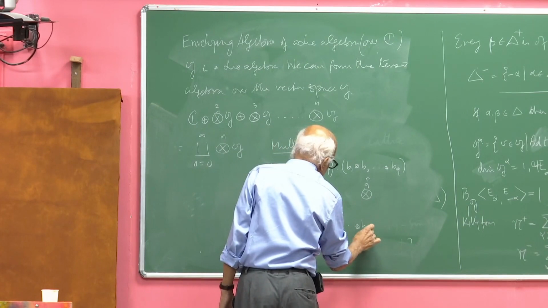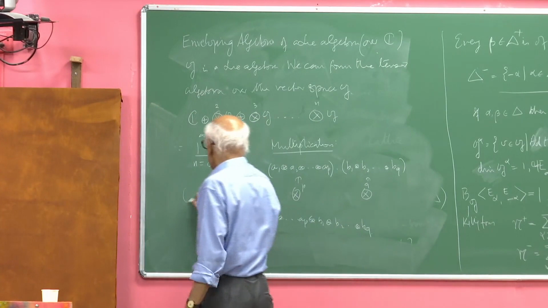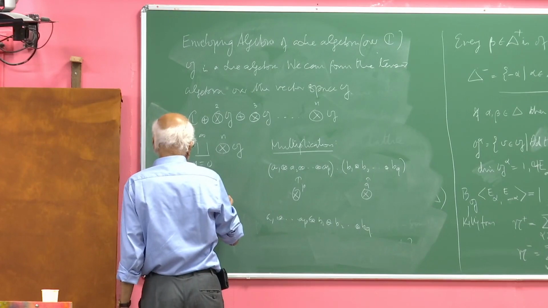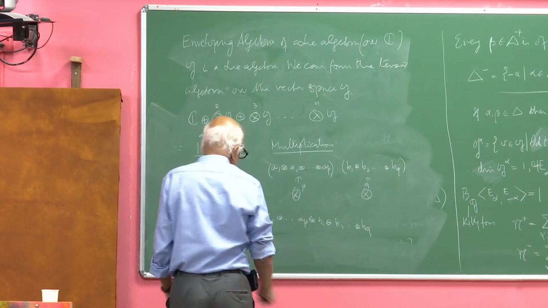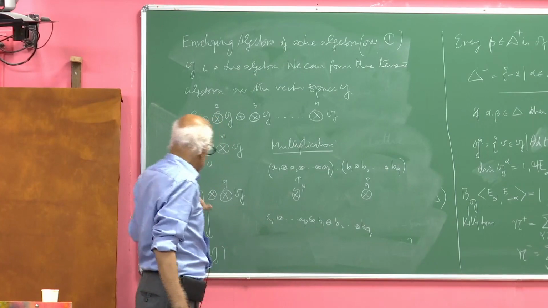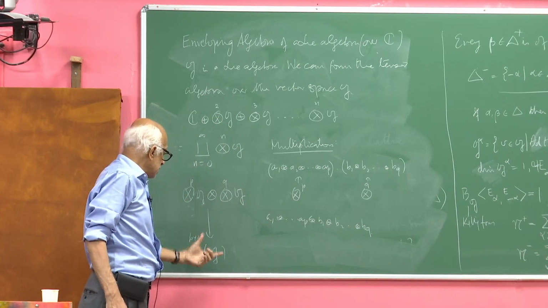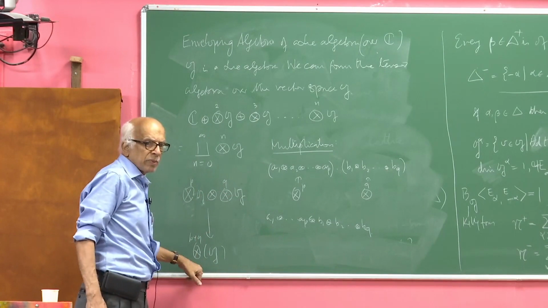Of course, it requires some checking that it really defines a map of tensor P of G, tensor with tensor Q of G, to tensor P plus Q of G. I'm doing it only for so-called decomposable tensors. If you take linear combinations, you have to see how it works. It does give you a map like this. You take an element of this and an element of this, and if you tensor the two, you get an element of tensor P plus Q, so you get a map. And you have to check that this is the map at the level of decomposable tensors.